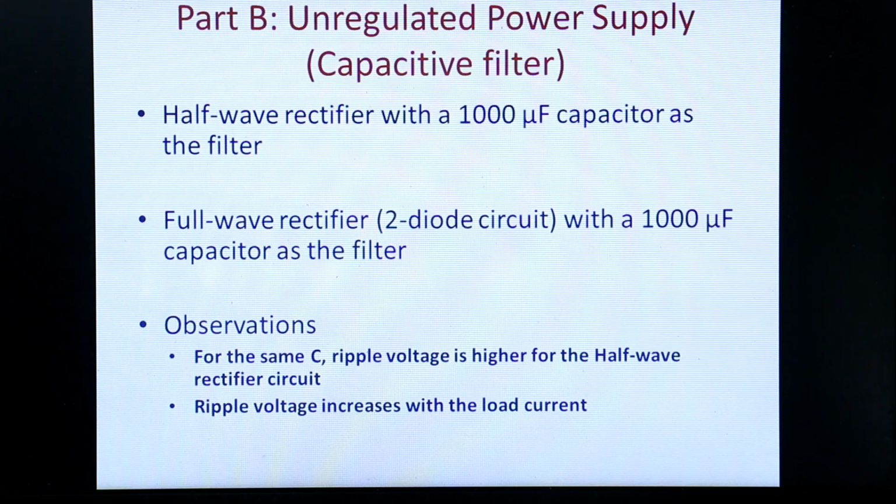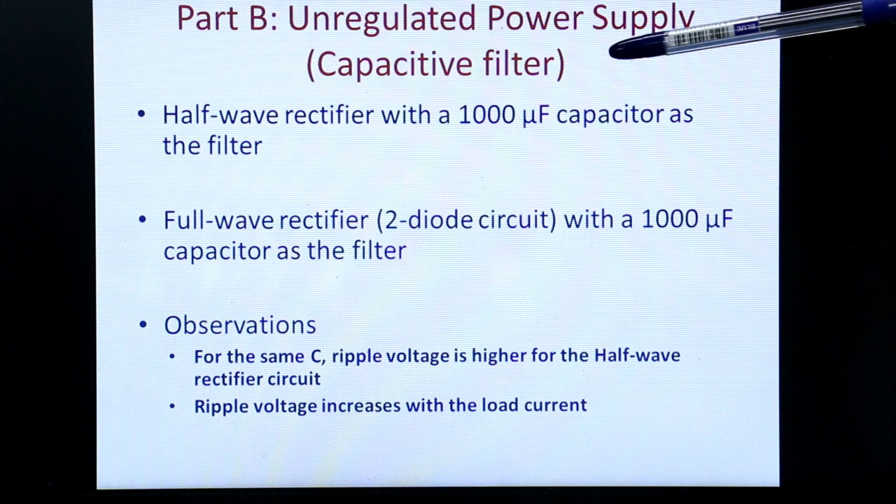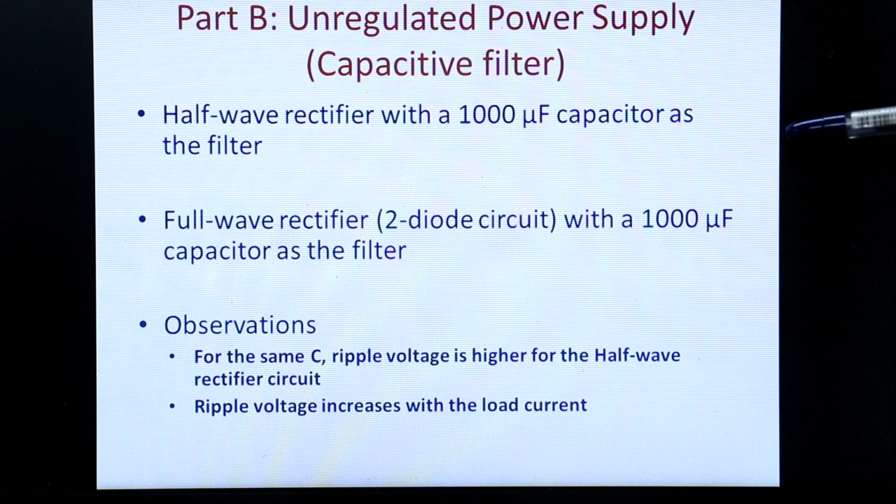In part B, we did some experiments on an unregulated power supply. We used a capacitor filter. We used a half-wave rectifier along with a 1000 microfarad capacitor as the filter, and we followed it by a full-wave rectifier, which was a two diode circuit with a 1000 microfarad capacitor as the filter.